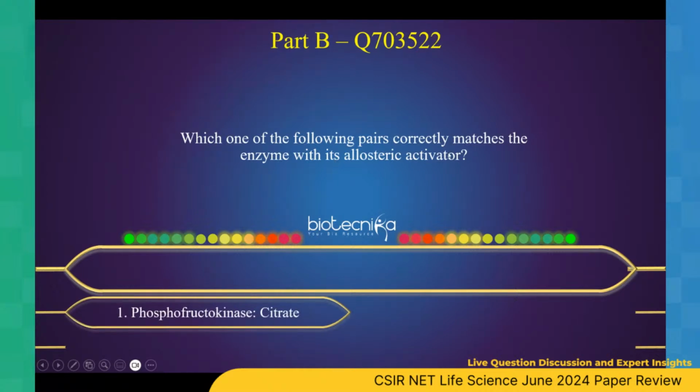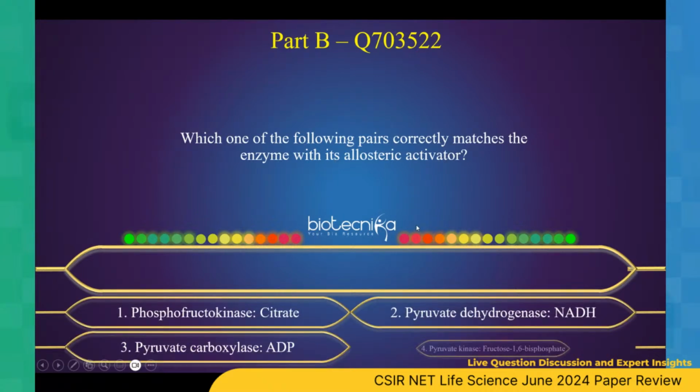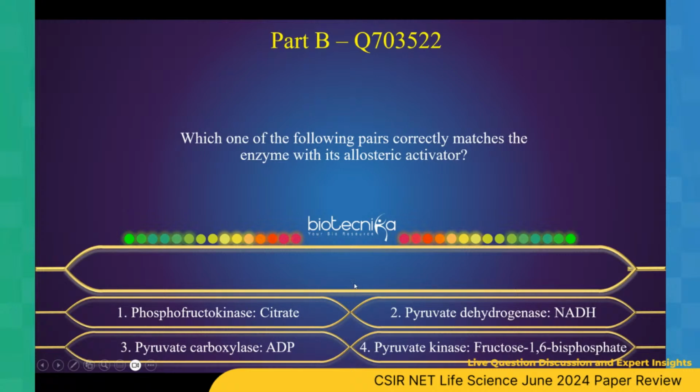Which of the following pair correctly matches the enzyme with its allosteric activators? Now, this is a metabolism based question. We have metabolism of only the carbohydrates asked over here, but it has asked three reaction pathway concepts. One is glycolysis, another one is gluconeogenesis, and another one is the pyruvate dehydrogenase, that is the PDH complex. So three together they have asked. Generally they will ask only one of the pathway regulations, but here they have asked for all three.